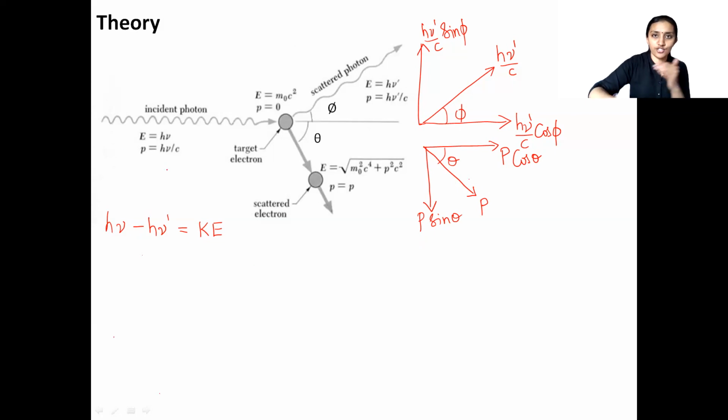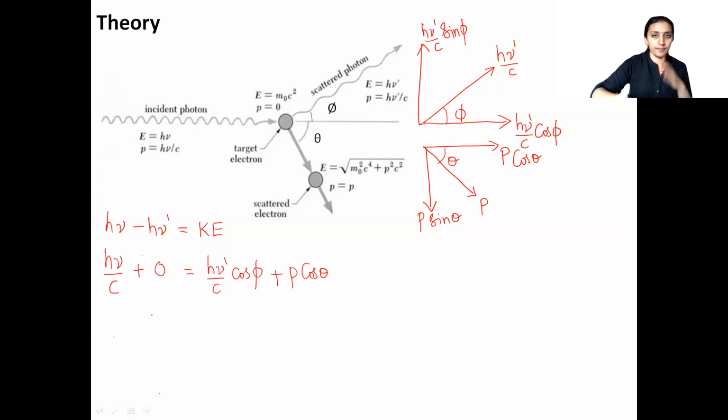So in the horizontal direction, that is the original direction, the initial momentum of the photon is h nu by c plus the momentum of the electron is 0 because it's at rest initially. Which is equal to, in the original direction, the final momentum h nu dash by c cos phi, plus for the electron it is p cos theta.